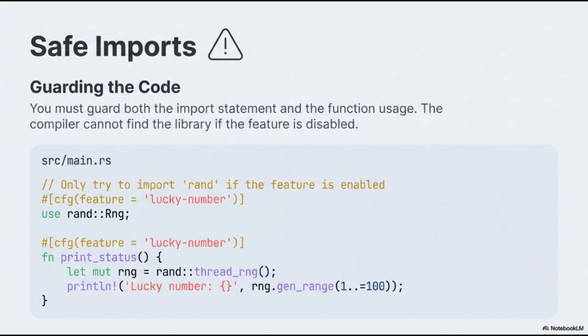Here, the print_status function is also guarded. Without this secondary guard, the compiler would attempt to call missing libraries when the feature is disabled, resulting in a build error. By guarding both the import statement and the function usage, you ensure that the compiler only processes code that has all of its dependencies met.